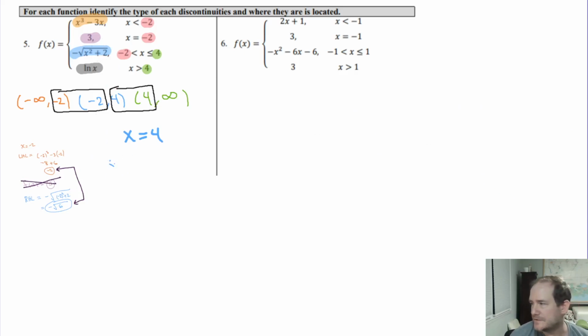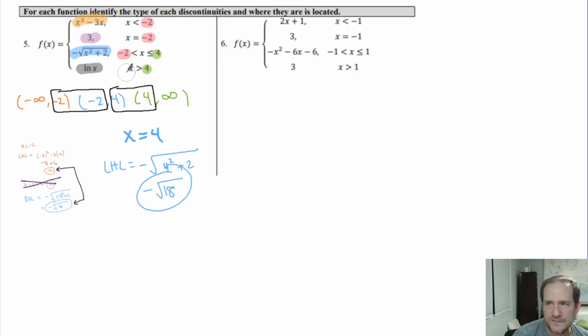Oh, geez. And it's going to be the opposite of the square root of a 4 that's getting squared plus an extra 2. That's the opposite of 16 plus 2, which is 18. So it's negative square root of 18. Now your right-hand limit is going to be for the x is greater than 4. That'll come from the gray expression. So that'll just be, oopsies, the right-hand limit will literally just be the ln of 4.